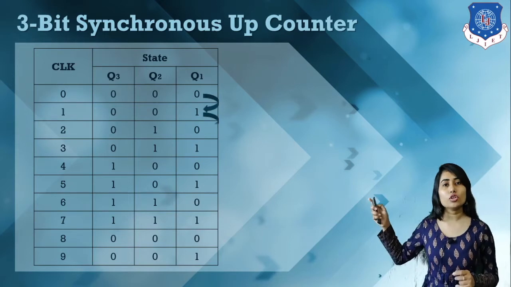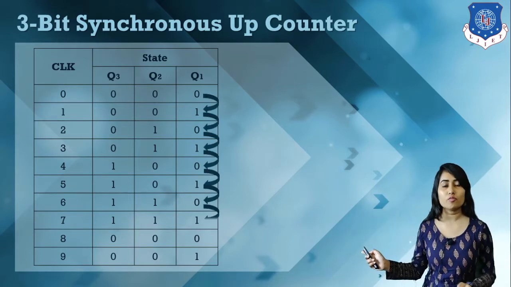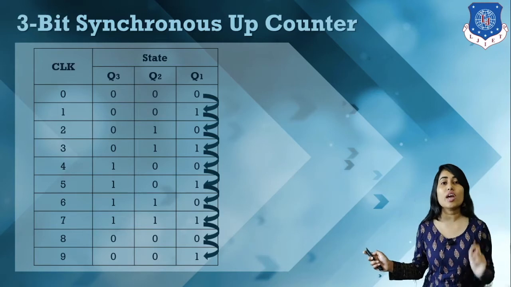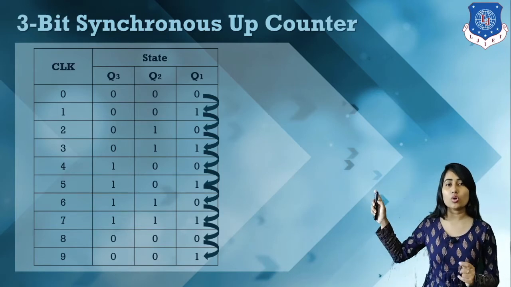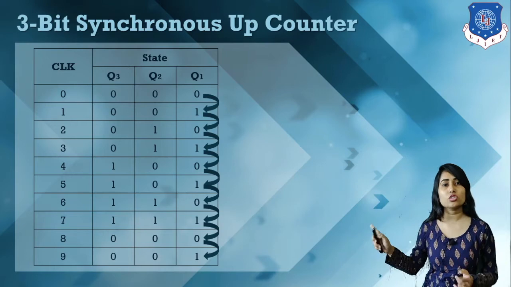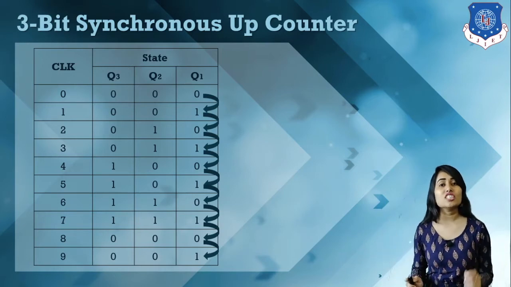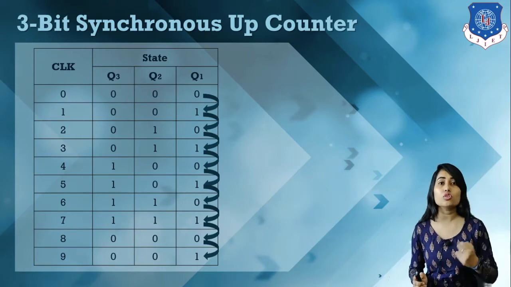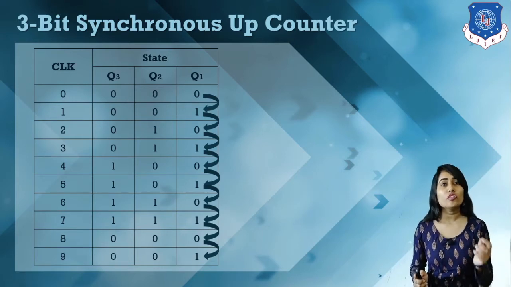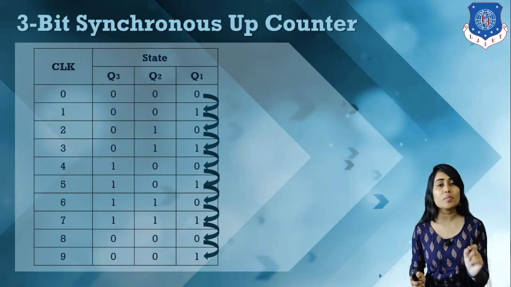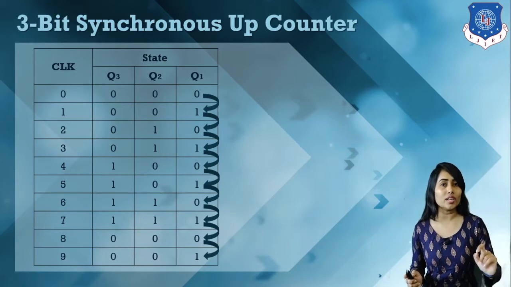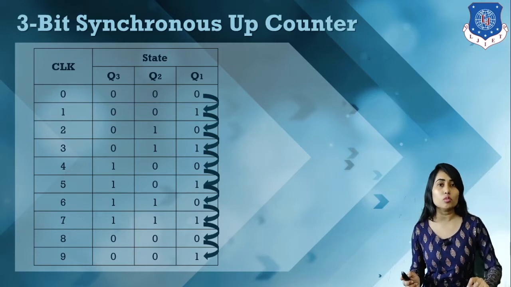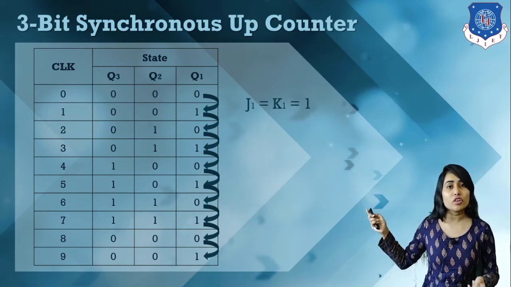The value of Q1 is basically toggled every time. For each and every clock pulse, the value of Q1 is toggled: 0, 1, 1, 0, 0, 1, 1, 0, 0, 1, 1, 0, right? For each and every clock pulse, the output of Q1 is toggled. So we can say that for Q1 we have to apply input in such a manner that we have a toggle condition, and when we have a toggle condition, our inputs are 1, 1. That's why for Q1 in toggle mode we have J1 K1 equal to 1, 1.